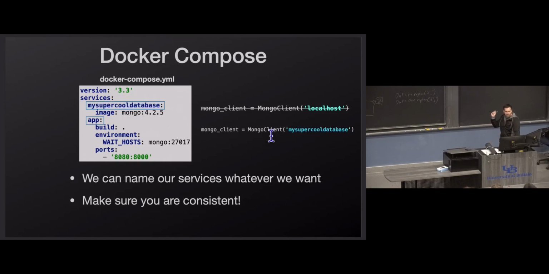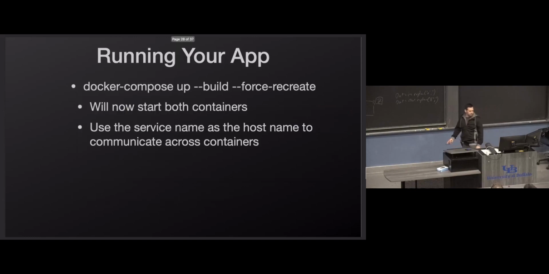And the slide is slightly broken. You do have to rename it right here as well, because this is also the host for your database. So you'd have to change it here as well. I meant to update that, I forgot. But make sure you're consistent with these. That has to be the name of your database server when you connect to it. And docker compose up is going to spin up both your containers, and you're up and running with the database.